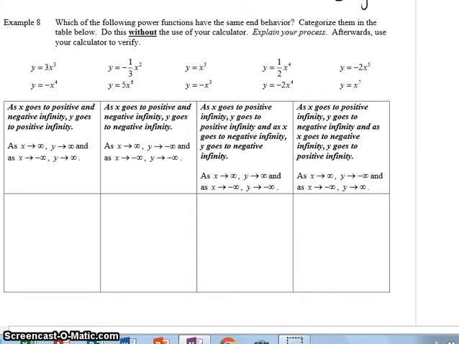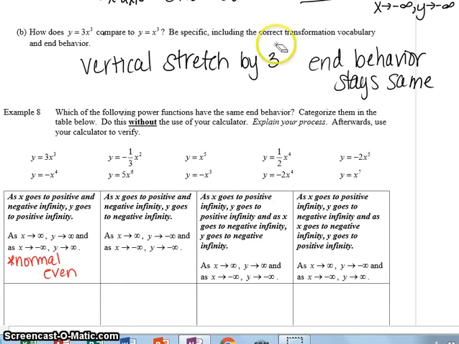Example 8. Which of the following power functions have the same end behavior? Categorize them in the table below. Do this without the use of your calculator. Alright, so basically, you notice, if x goes to positive infinity, y goes to positive infinity. If x goes to negative infinity, y still goes to positive infinity. Guys, that's your normal even functions. And we just learned in the previous example, it was okay that there were stretches or compressions there. Your end behavior still stayed the same as all of your evens.